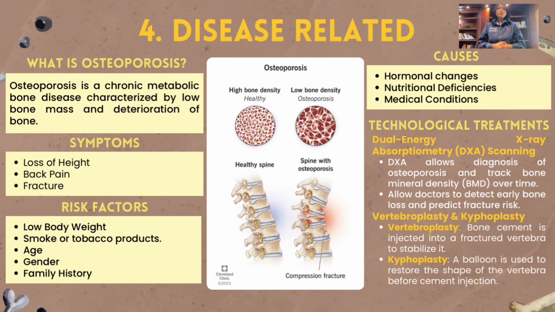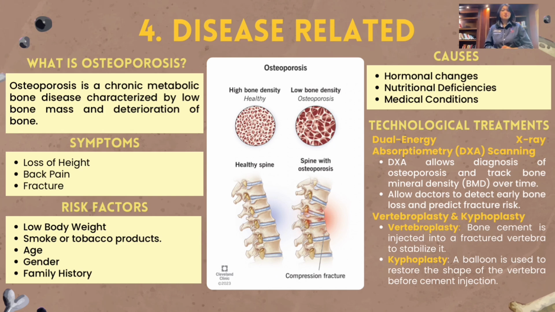Gender too, because women are more likely to get osteoporosis than men. Family history as well, because if a family member has osteoporosis, it is most likely that their bloodline will also develop this disease. Some of the causes of osteoporosis are hormonal changes, as women who undergo menopause are more likely to get osteoporosis, as well as nutritional deficiencies. The lack of vitamin D and calcium will affect bone health, or some medical conditions that cause problems in reabsorbing the calcium and vitamin D.